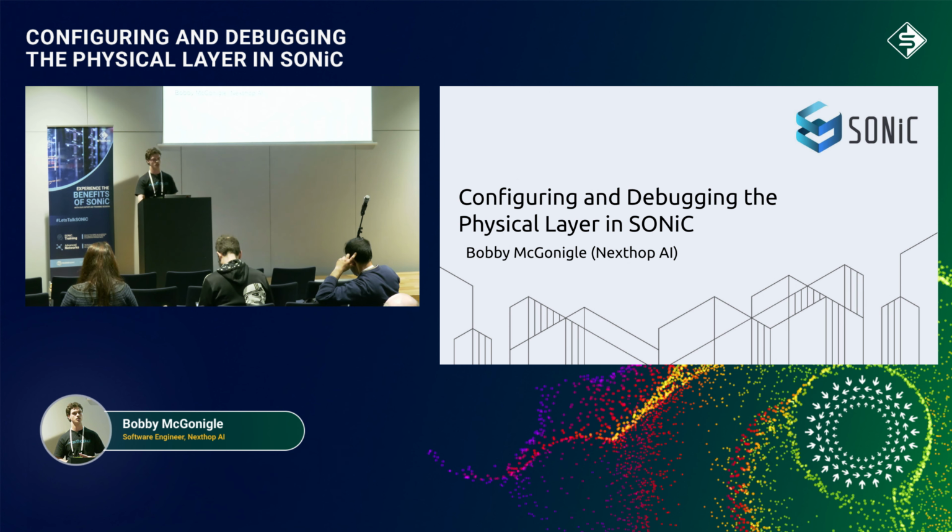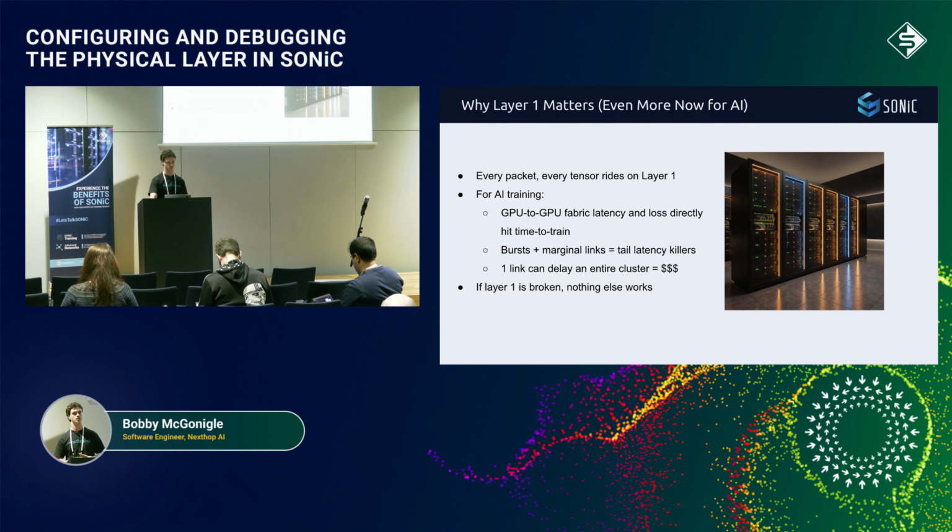We'll look a little bit at what's changed in L1 and what's been added to SONiC in the last year, adding all that together into some form of repeatable debug workflows. So why does layer 1 matter now, in this AI world? Well, every packet, every sensor, every tensor rides on layer 1. For AI training, that means GPU to GPU fabric latency and loss directly hit time to train. Bursts and marginal links are tail latency killers, tail latency being the measurement of the delay experienced by the slowest packets.